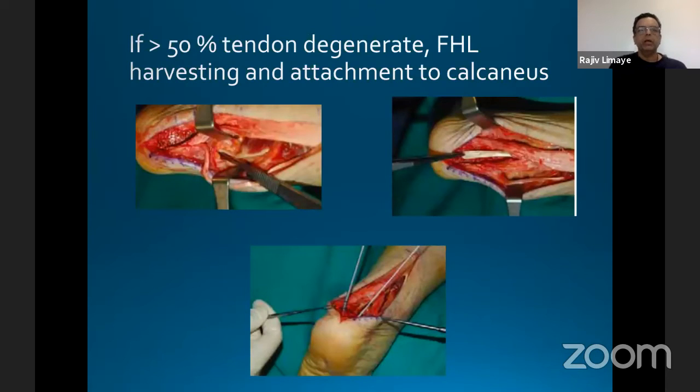If, however, 50% or more of the tendoachilles is degenerate, then primary FHL transfer is essential, and that is done by harvesting the tendon in the back of the tendoachilles, passing some sutures around the tendon, and then inserting that tendon through a drill hole into the calcaneum, fixed with a biotenodesis screw.